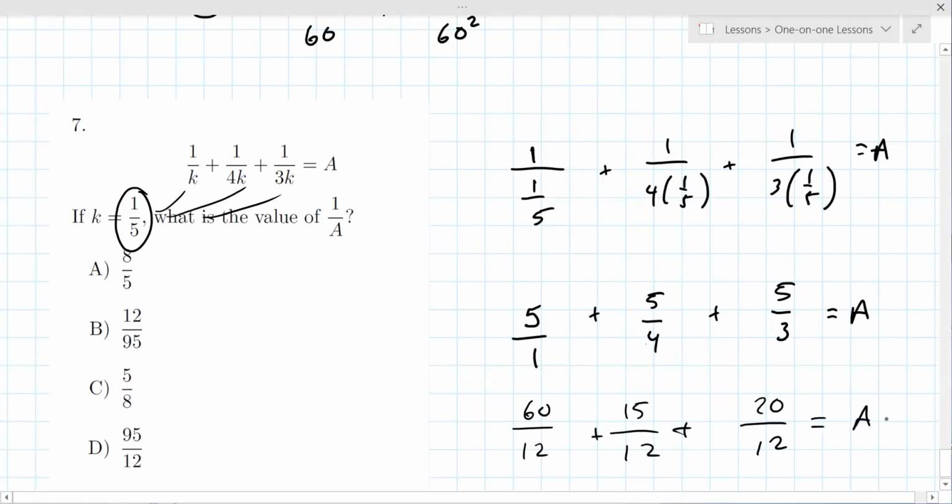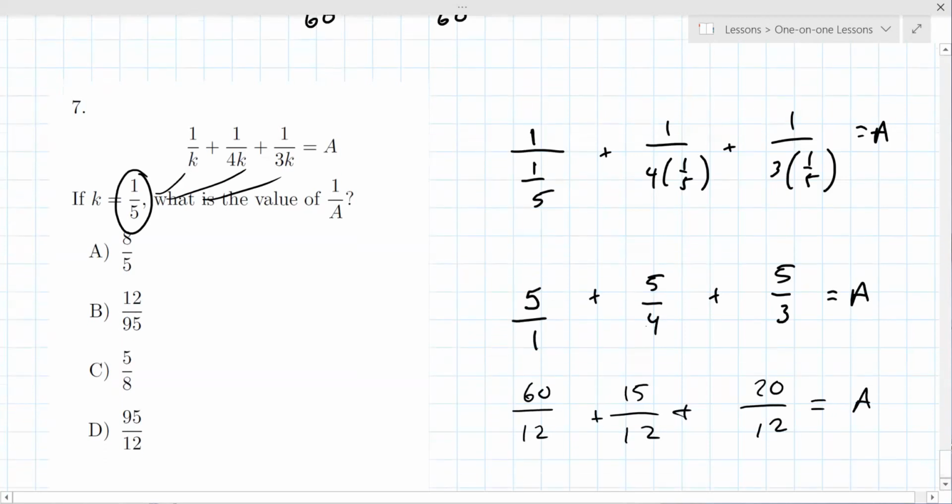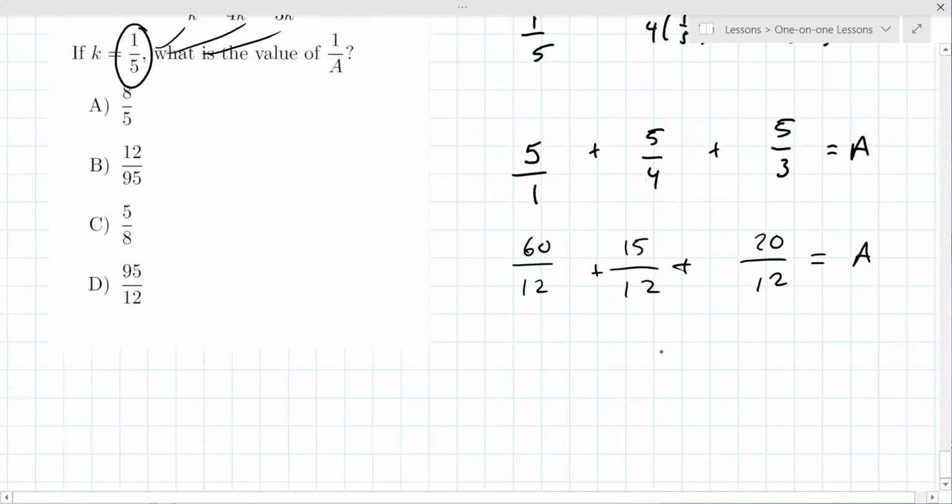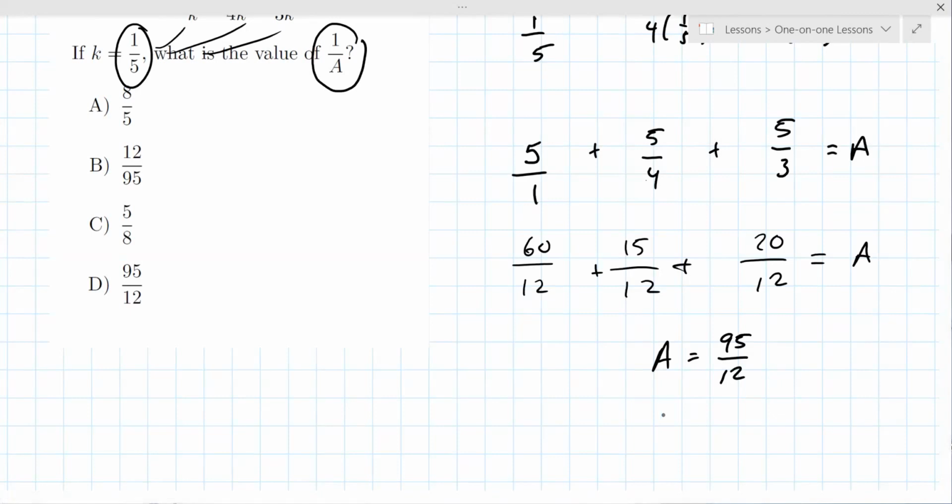So I want you to add these all together. This is a no calculator problem, by the way. Yeah, 95. And I did it all in my brain. Now that's not the answer though, because it actually wants 1 over a. That's one of the things you have to be really careful about because it misdirects you. And then you say, oh, I should have known that. So it's 12 over 95 is the answer here.